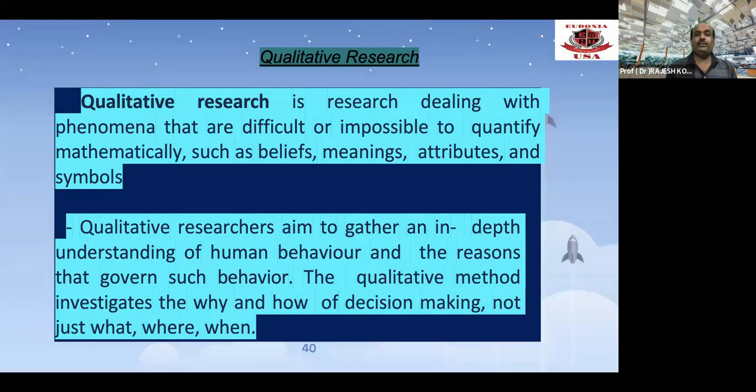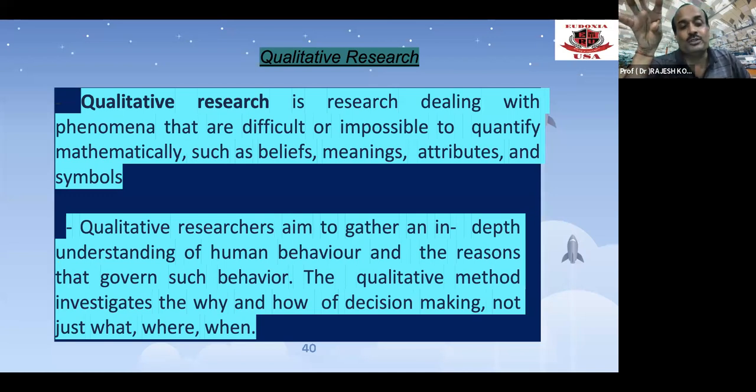Qualitative research is dealing with phenomena that are difficult or impossible to quantify mathematically, such as belief. Think that today in India we celebrate Naga Panchami. Usually in Naga Panchami we worship snakes. Why do you have to worship snakes on this day or in this week only? Because it is a belief. If you worship the naga or snakes, we assume or we believe that it will not harm. This is a way of doing it. Why? What's the importance of celebrating, or it is a festival? Why do we have to do it?